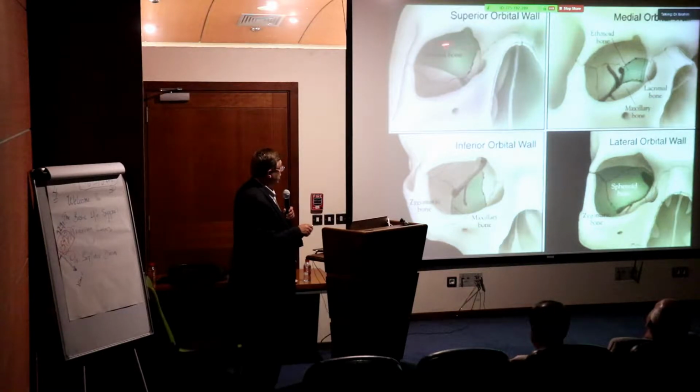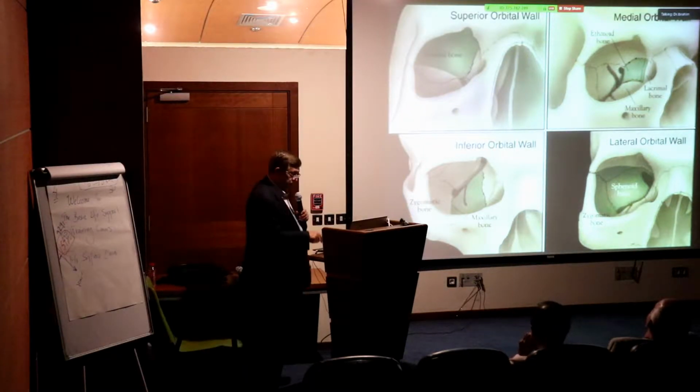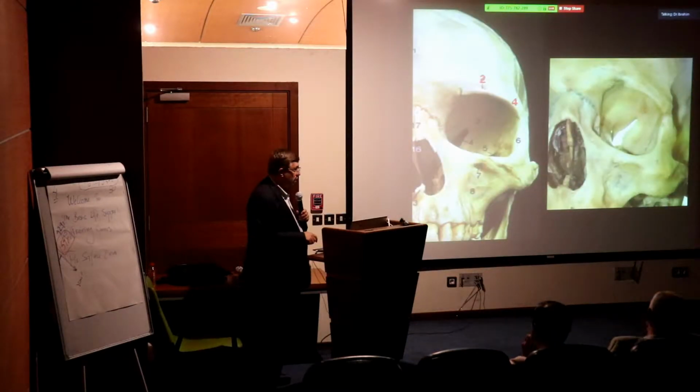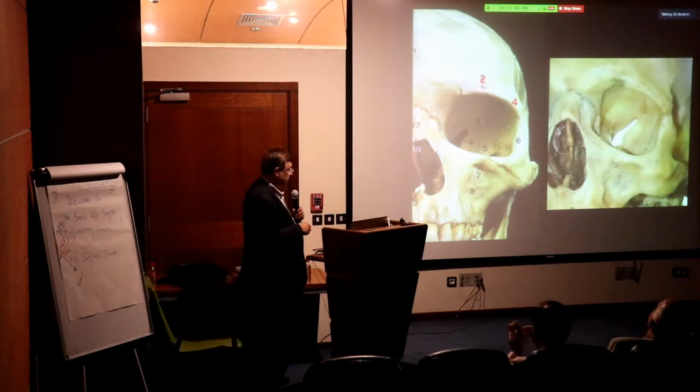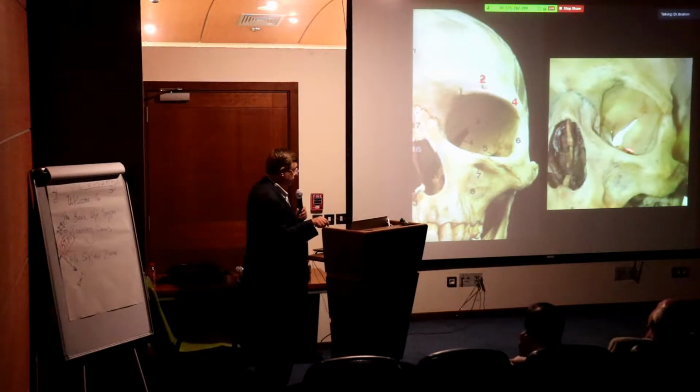The superior wall is made by the frontal bone, and there we have the ethmoid bone making the medial wall. The inferior wall is made by the maxilla, and the lateral wall is made by the sphenoid bone. If you look at the superior orbital fissure, and this is the optic canal. The optic canal is not seen in a straightforward look at it, so you have to move the skull a little bit to see the optic canal. But this is the superior orbital fissure, this is the inferior orbital fissure. Notice the relationship with the maxilla.